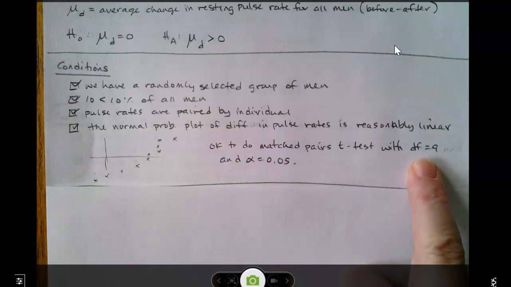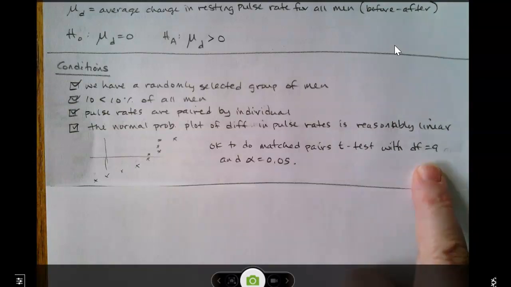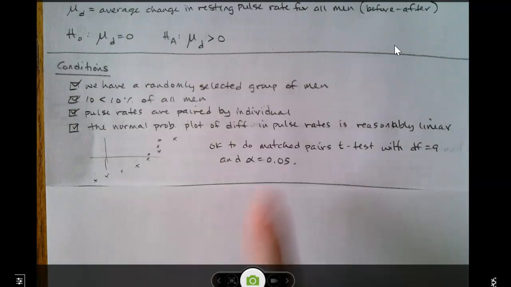The degrees of freedom here, remember, we're really doing the mechanics of a single sample t-test. So we really have essentially one sample of 10 men, where for each one we have a single value. And so your degrees of freedom is going to be your sample size minus 1. And then we're going to go ahead and use an alpha level of 0.05.